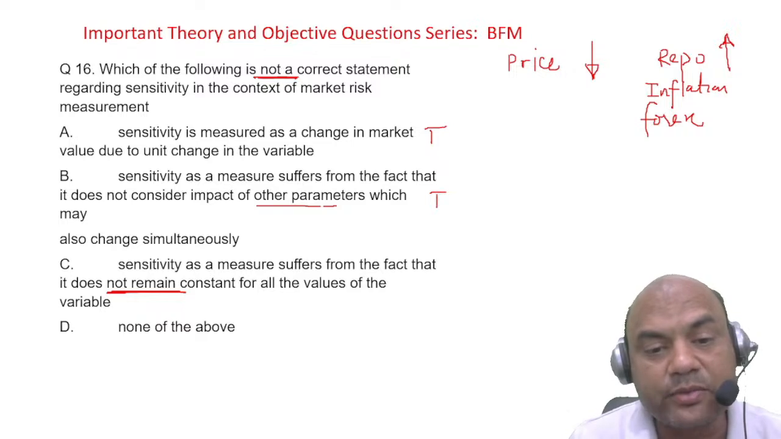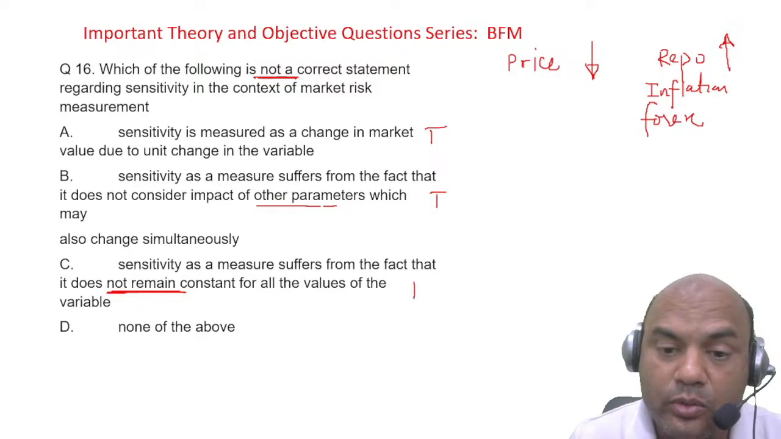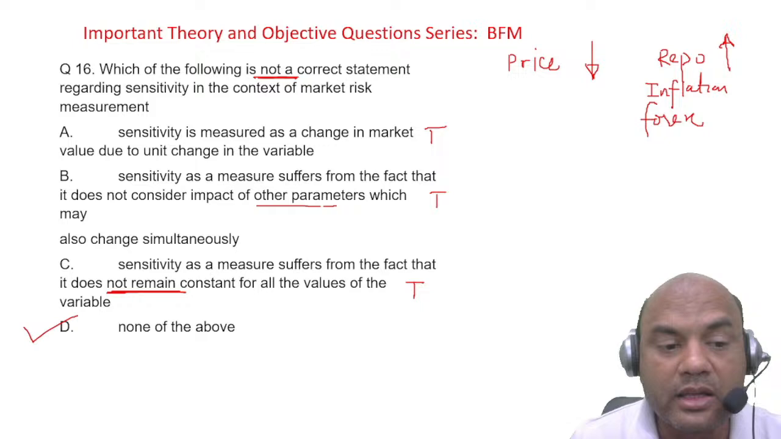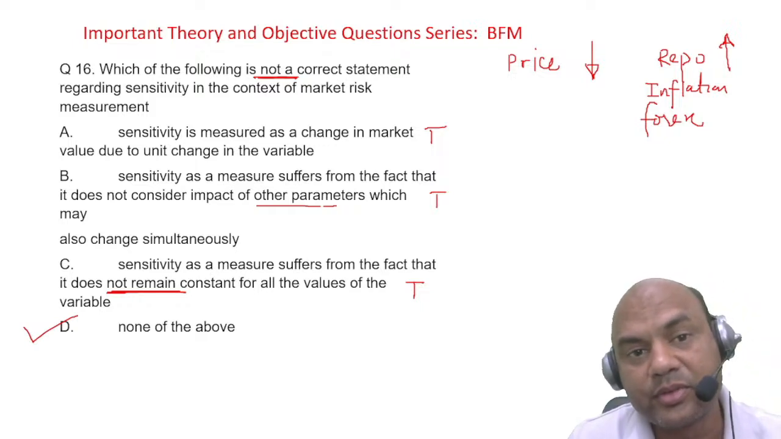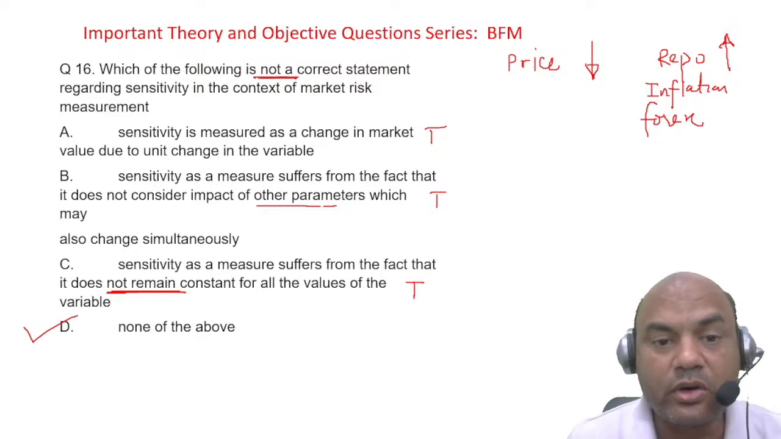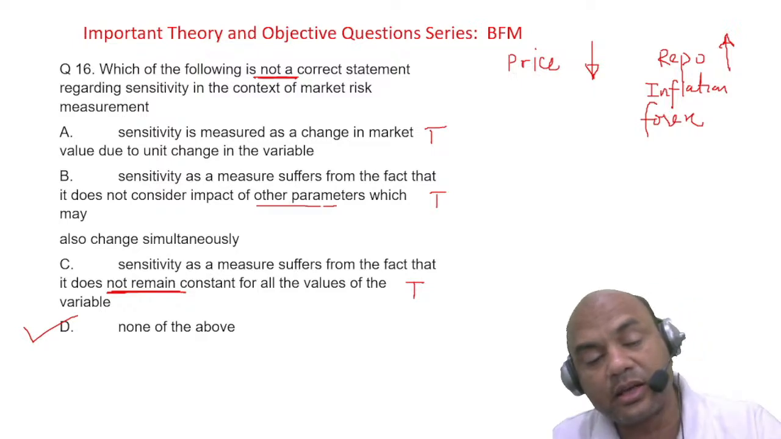Sensitivity as a measure suffers from the fact that it does not remain constant for all the values. This is also true. So what is the false one? Not correct. D, None of the above, is the correct one. So which of them is not correct? None of the above, because all of them are correct. Got it?